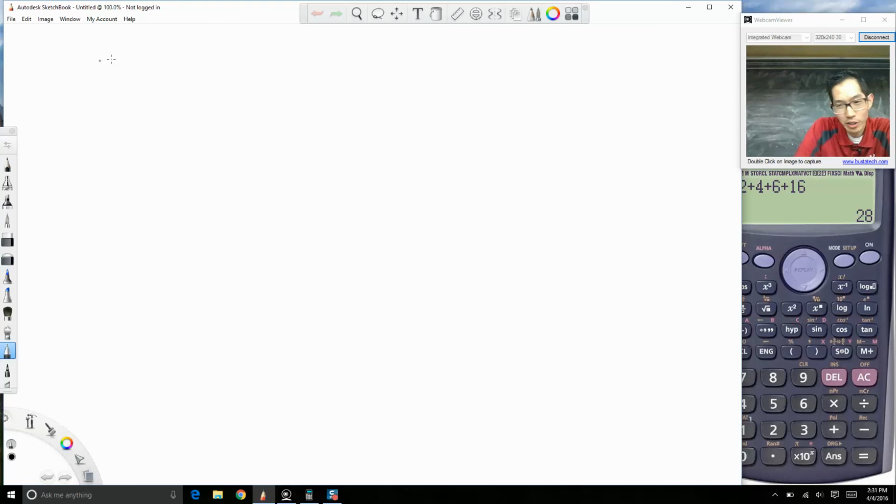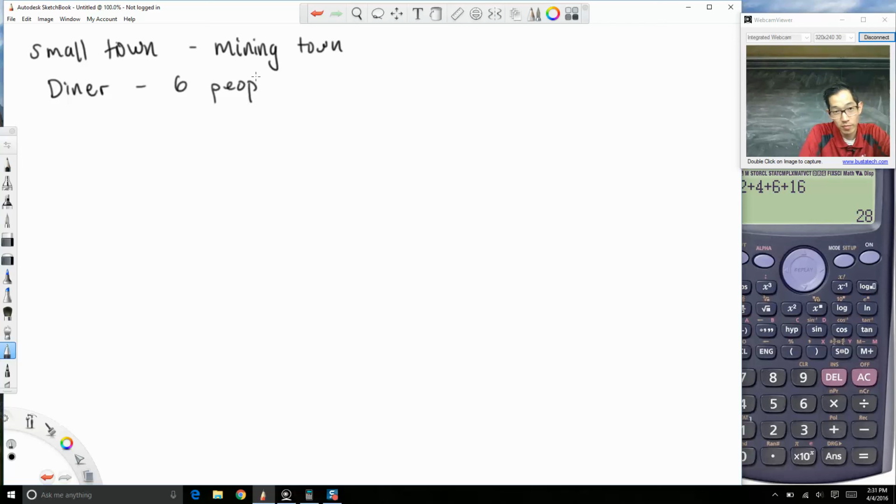Okay, so here's another scenario: why might we use the mean in certain scenarios, or when might it not be appropriate? Imagine we're in a small town, maybe a mining town, and you walk into a diner, and in the diner there are 6 people sitting there. You feel like you can just ask anybody questions, and you say, hey, how much money do you make? What is your income?